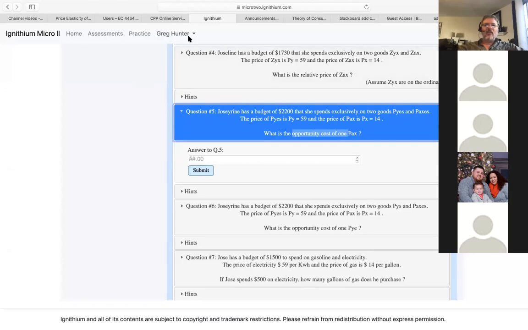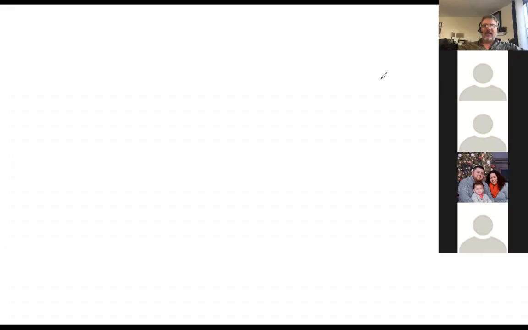Okay, so what I want to do is stop sharing the screen and share a whiteboard. And the first thing that I want to point out is, well, so we want to analyze this consumer's choice problem, or the consumer choice problem. And it turns out that rationality can get us pretty far in recognizing how consumers will make choices.